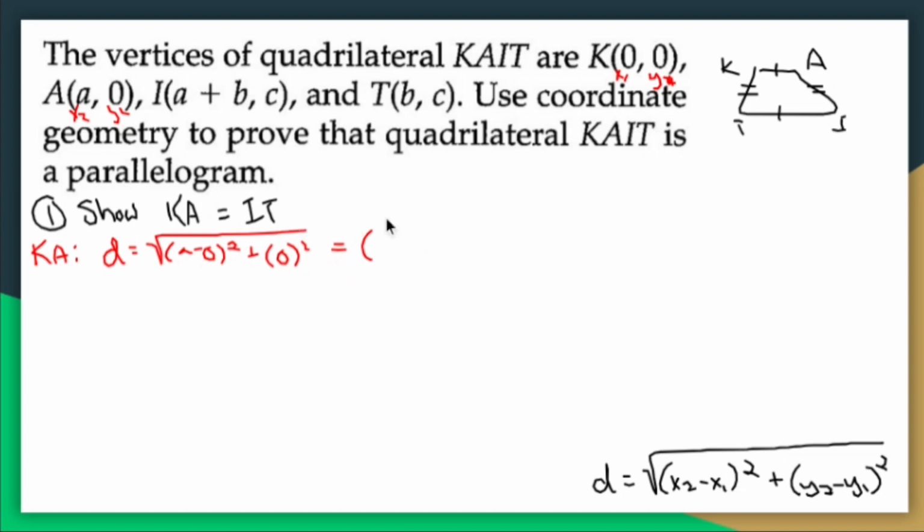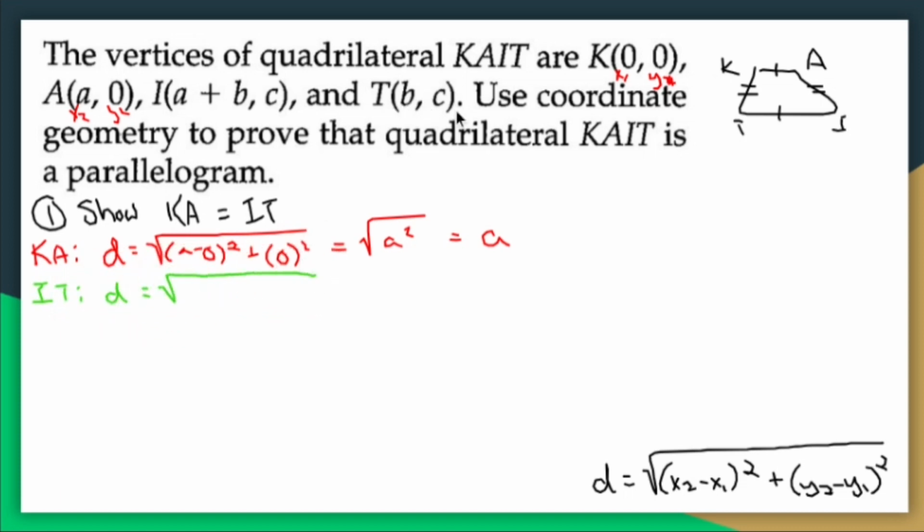I need my square root still. I don't know why I got rid of my square root. So square root of a minus 0 is just going to be a squared plus 0 squared is just 0. So the square root of a squared is just a. So the distance of KA is just a. All right, I can handle that. So the distance of IT has to be a as well. So IT, distance formula.